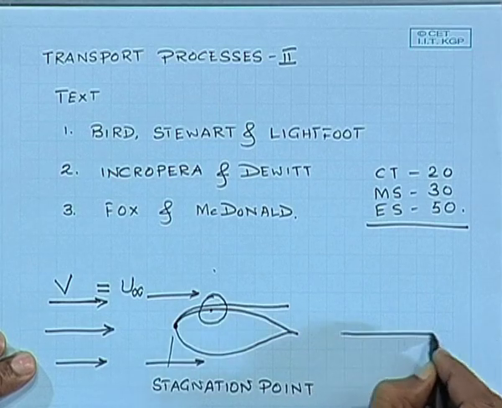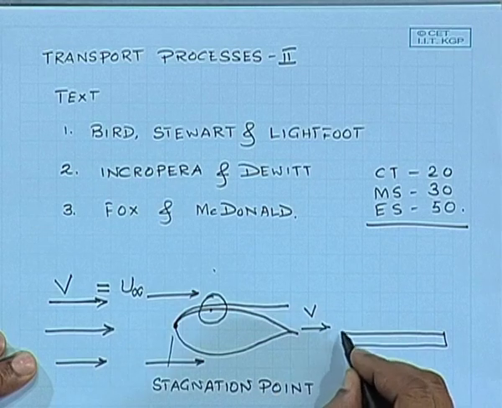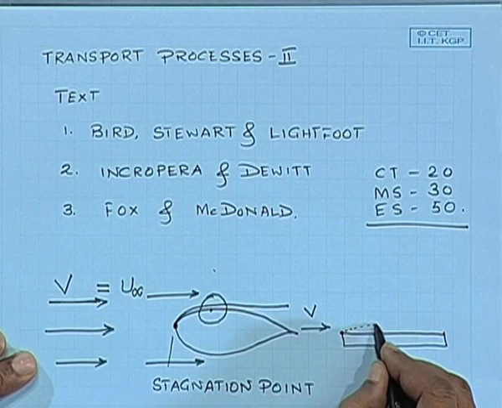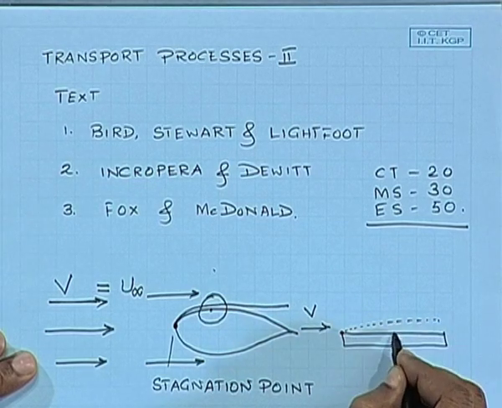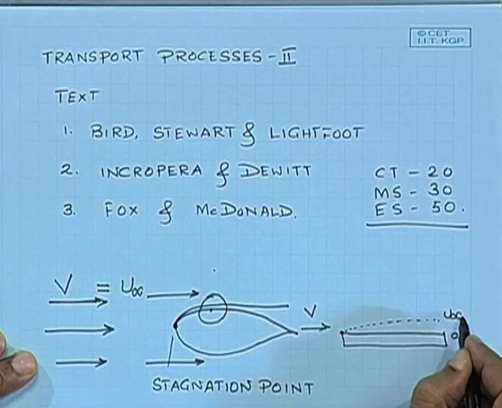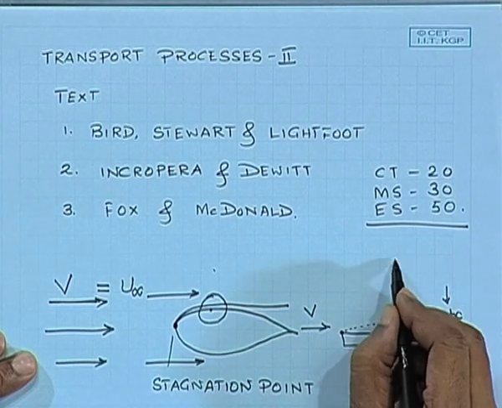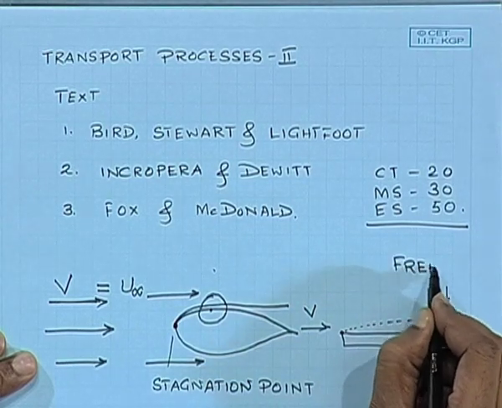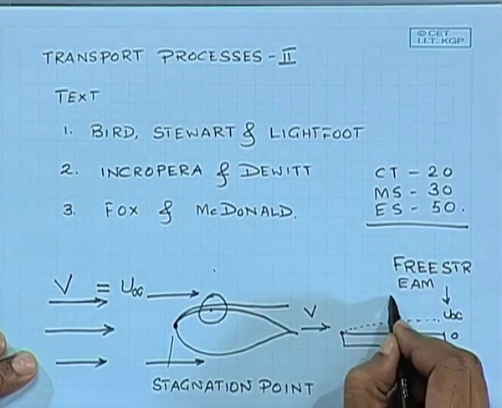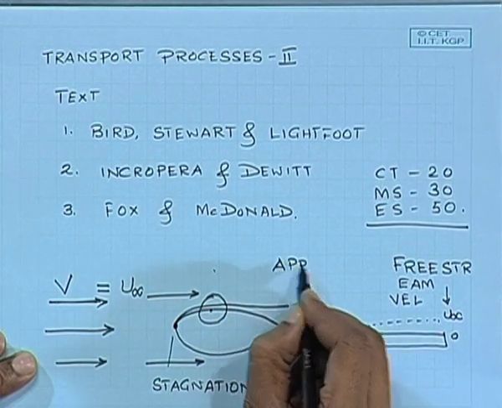If it's flow over a flat plate and I have approach velocity v, then at this point the velocity would be 0, and there would be an imaginary layer inside which the velocity would change from 0 here to u infinity at this edge. This u infinity is called the free stream velocity, and this v is known as the approach velocity.